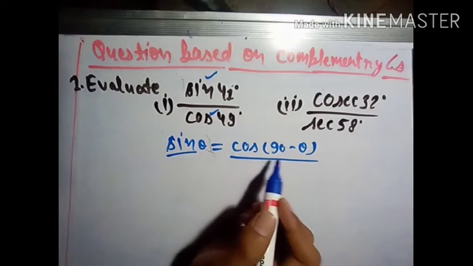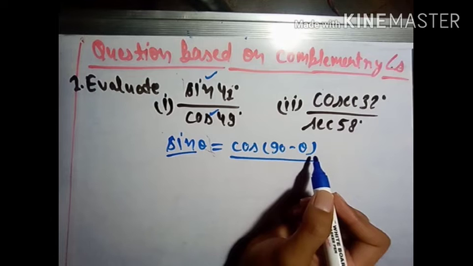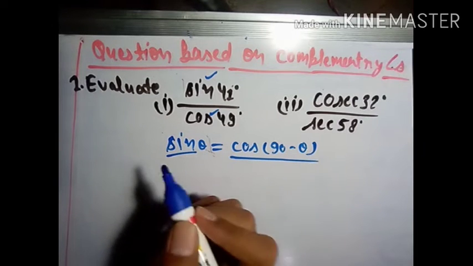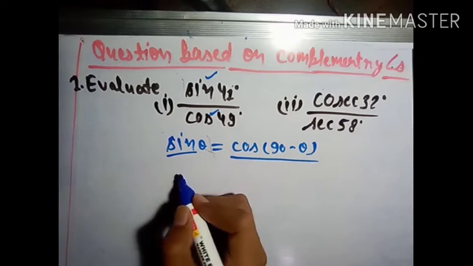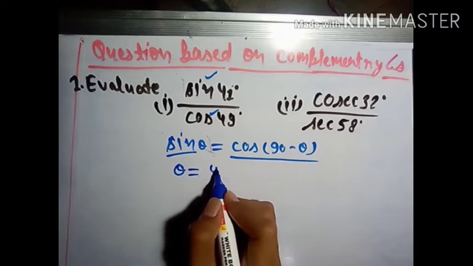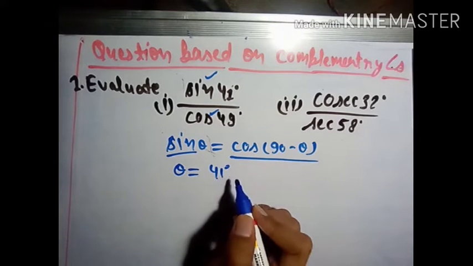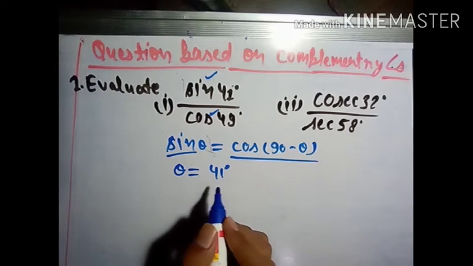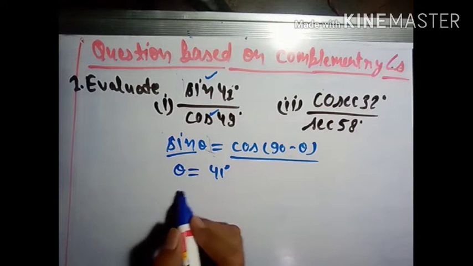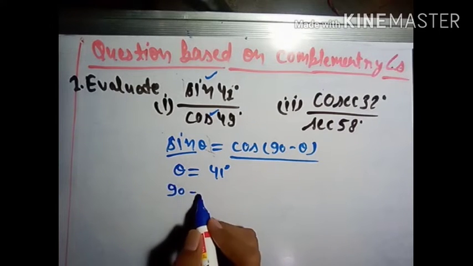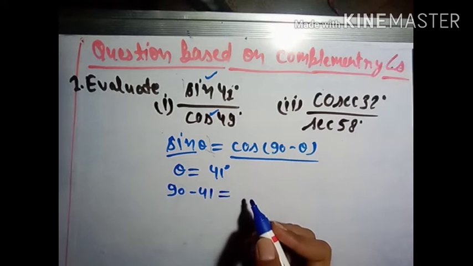So sin theta is equal to cos 90 minus theta. Now a little step: suppose that this time theta is 41 degrees. Now what will be its complement pair? So for finding the complement pair, you just have to subtract this theta angle from 90 degrees, and what you will get?